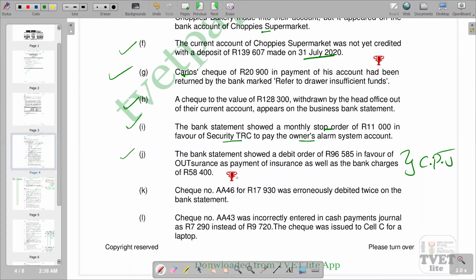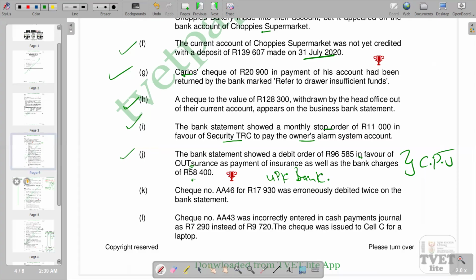The same is happening to this one. These are bank charges. They're on the debit side of the bank statement, so they should go to the cash payment journal. So we have two. The first one is for 96,585. It's for Outsurance, which is the description of the payee. And then the second one is for the bank, and our bank is UPK Bank. So we are just going to make that adjustment for UPK Bank. So we go there with these two amounts that we have here.